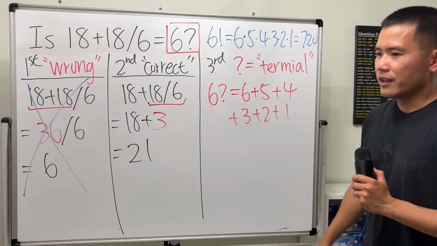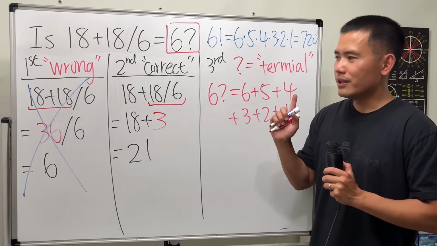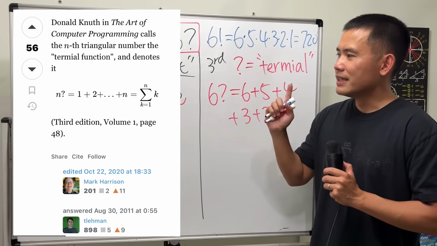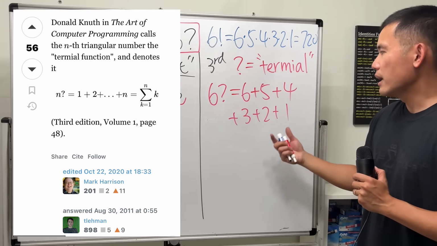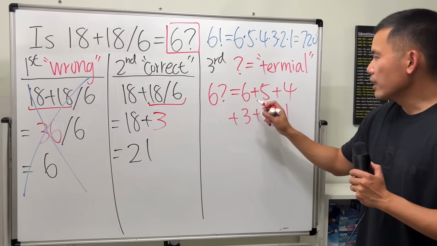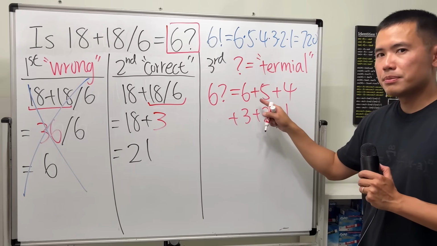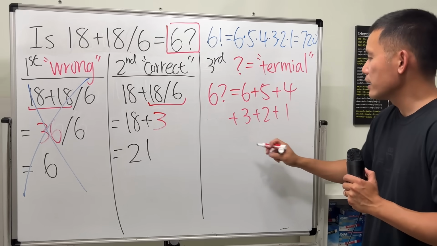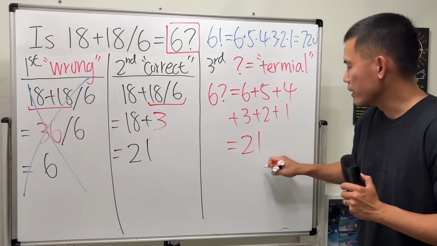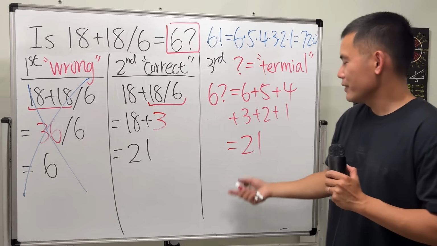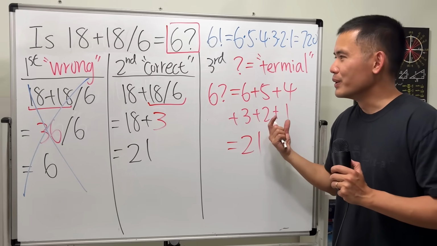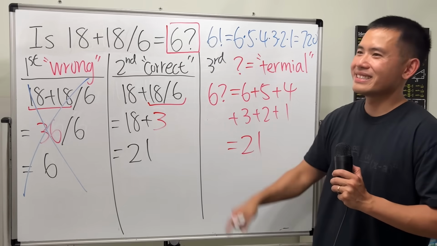Is this a real thing? Yes, according to the comment that I found on Stack Exchange, you can see that the author defined the question mark as the triangular number. And now if you add them up, 6 plus 5 plus 4 plus 3 plus 2 plus 1, you will end up with 21. So if you take the whole thing right here, that's indeed equal to 21. So this is also correct.